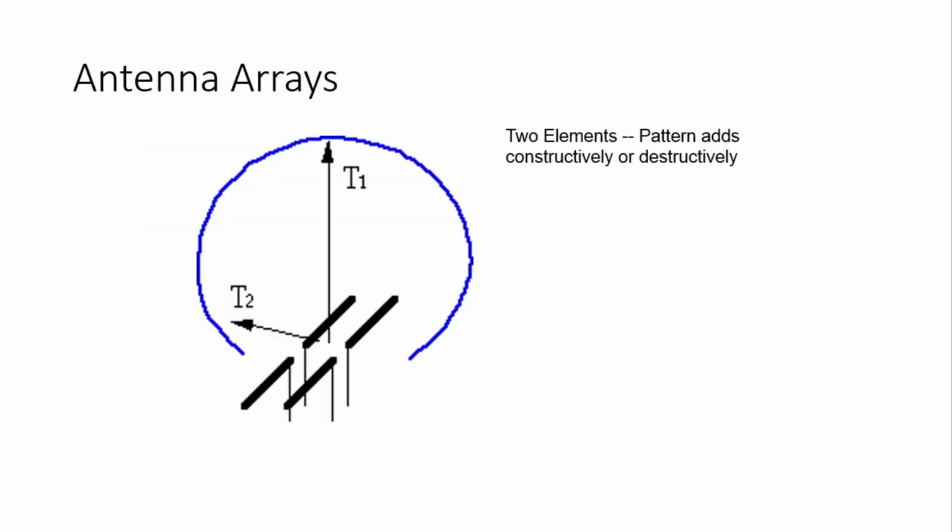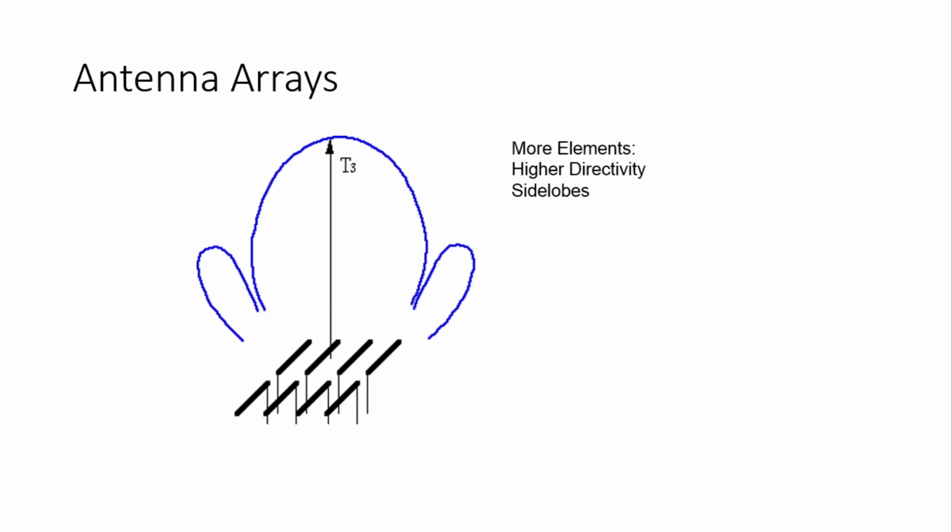Antenna array. This is an array of antennas, where a two element pattern adds constructively or destructively. T1 and T2 are the ranges where it covers the signal. This is an antenna array. This is another structure of antenna array, which we can say has lobe type structures where it covers maximum in the front direction, minimum in the side direction, and less in the backend direction.